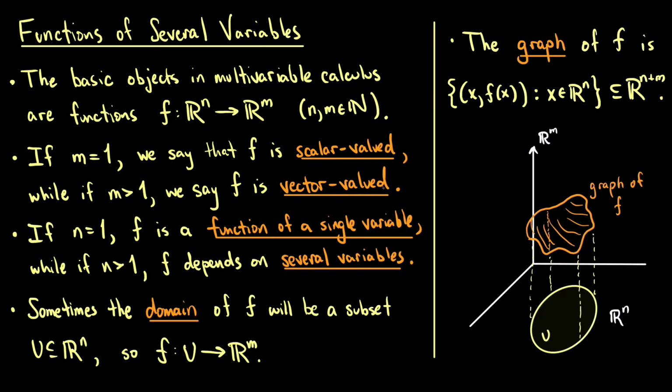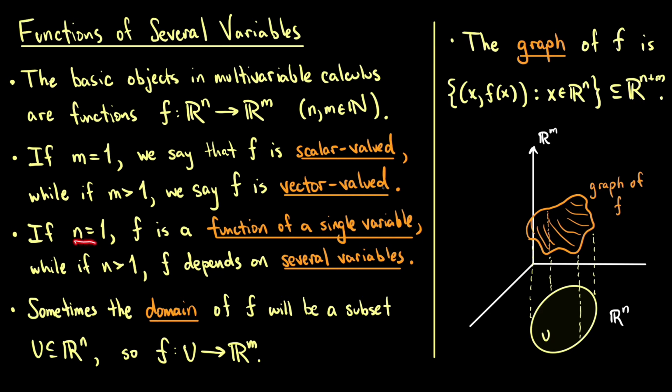Okay, so what is a function of several variables or many variables? These are the basic objects in multivariable calculus. We just mean functions which take in real inputs, or a vector in Rn, and output a vector in Rm. If m equals 1, meaning the range or the target space is one-dimensional, we say that f is scalar valued. While if m is greater than 1, we say that it's vector valued.